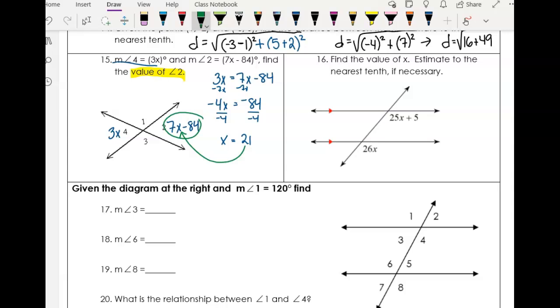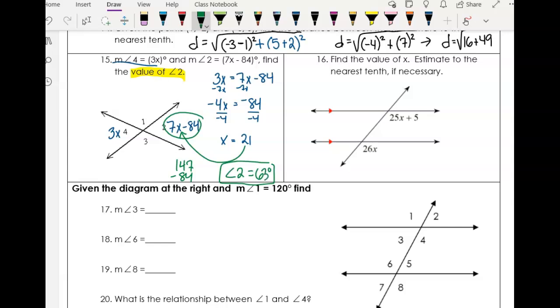All right, if we go ahead and do that, we have 7 times 21, which is 147. Oops, let me write that down, sorry. 147 minus 84 is our angle 2, so it's going to be 61 degrees. And let's label it. Angle 2 equals 61, and it's measured in degrees, so we put that degree symbol. We also could have just plugged it into angle 4, because angle 2 and 4 are equal. Probably would have been a lot easier. 3 times 21 would have gotten there. Sorry, I said 61. I meant to say 63.